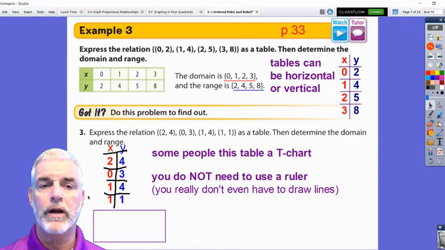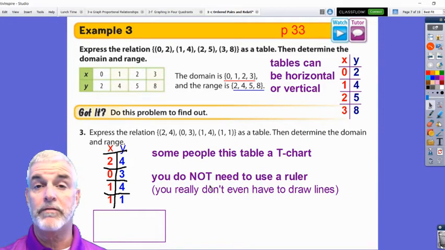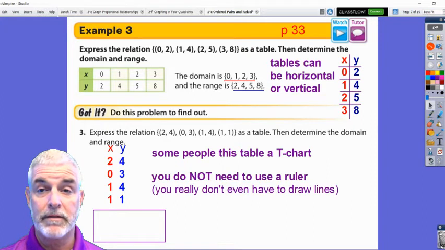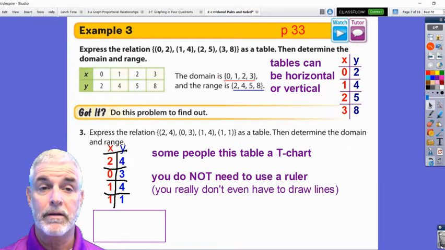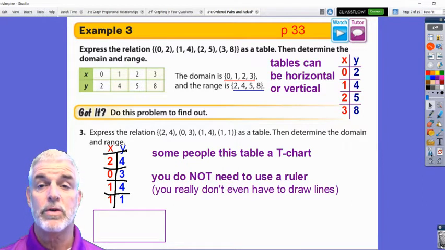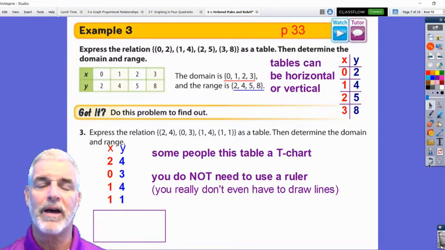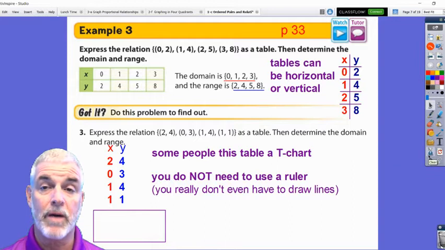I didn't use a ruler here. I used my crappy pen, which I can't draw straight lines with. That's perfectly fine. Or if you wanted to, you could do no lines and be like that. And that would also be perfectly fine. So you can do it either way. You can do it by hand like this. You can do it with no lines at all like this. Please don't take a lot of time using a ruler for making a table. It is not worth it. It's not a good use of your time.